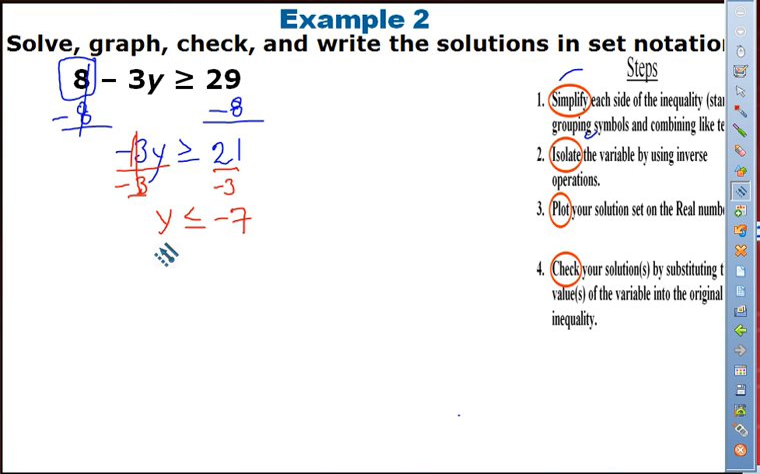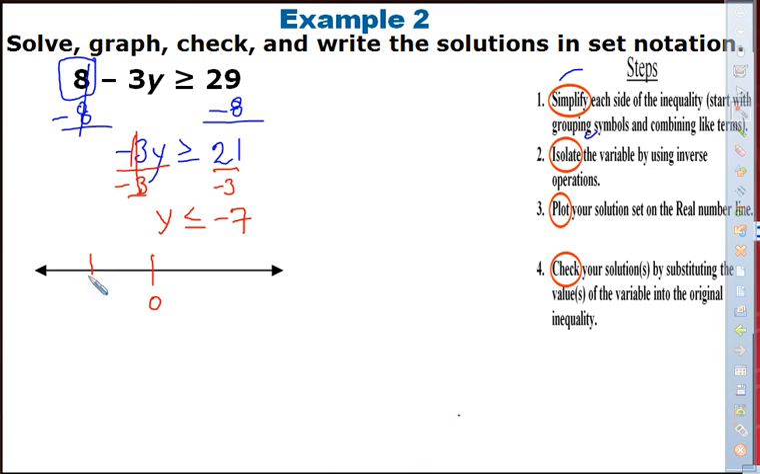Okay. Let's graph our solution set. We got 0. Negative 7 is about right here. Does it include the point? Yes, because it's got the equal sign, so I need to plot my point right there. Y is less than or equal to negative 7. If y is less than negative 7, what numbers are less than negative 7? Negative 8, negative 9, all the way to negative infinity that way. Okay? Now let's check.